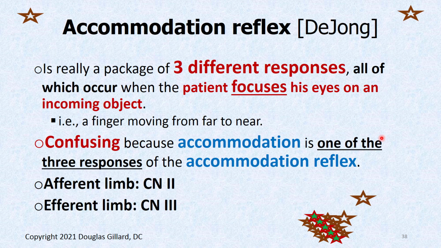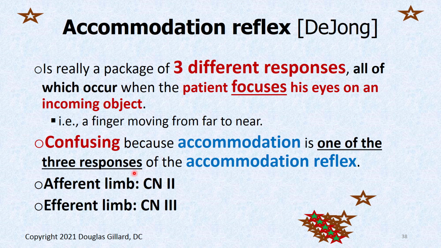All right. Accommodation, you guys usually, even though you've had the test, you probably still don't understand this completely, some of you. There are 3 different responses that you look for in the accommodation reflex. And the reason that it's confusing is because one of the effects is called the accommodation reflex. So the accommodation reflex is just one of the 3 responses to the accommodation reflex. I know it's confusing. Let's go through it and I'll show you what I mean.